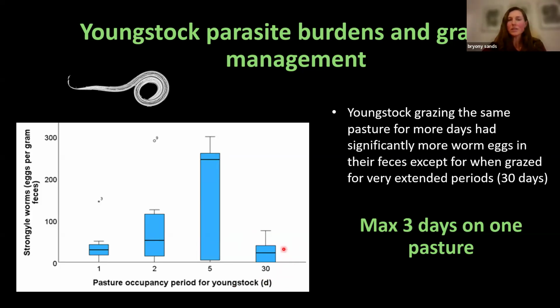They were more like continuous systems. And as I mentioned, it was this grazing season just gone. It was incredibly dry, and those farms were just feeding hay at that point. So I think that's why we were seeing that. But generally, we're seeing the longer that you leave those animals in the same pasture, the more risk there is for acquiring worms. And we have this sort of cutoff here where we say maximum of 3 days grazing on one pasture.